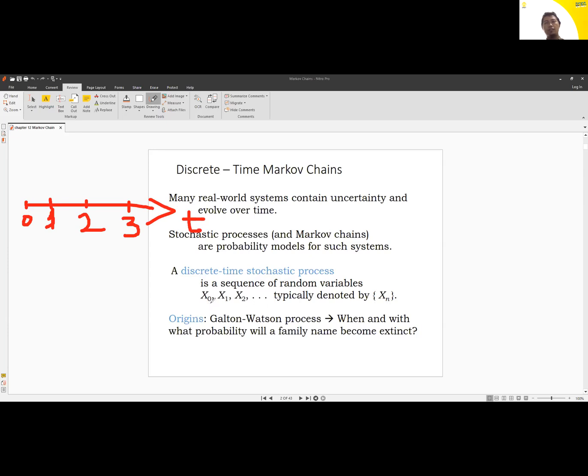So this is x0, meaning that this value has been taken at time 0, and x1 at time 1, x2 taken at time 2, something like that, until maybe this is n. This is the random variable x taken at time n.